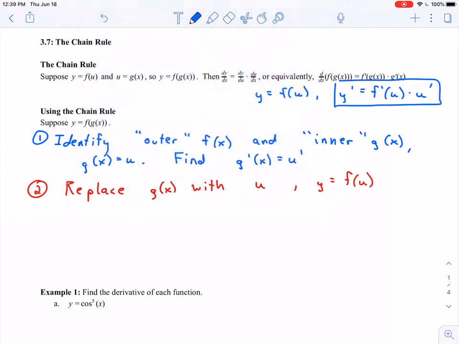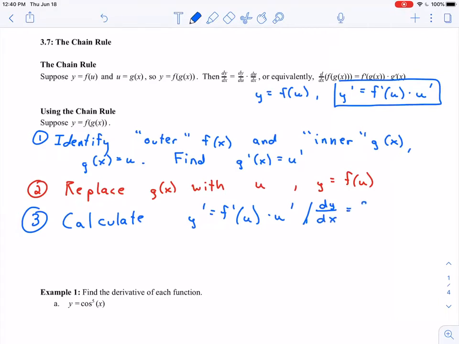Step 3, I'm going to calculate the derivative, which is y prime equals f prime of u times u prime. So here is where I'm actually applying that chain rule. And again, you could use all sorts of different notations. You could say dy over dx equals dy over du times du over dx.